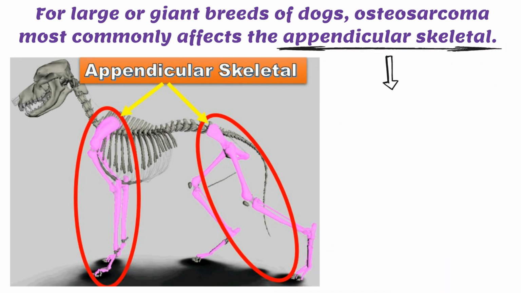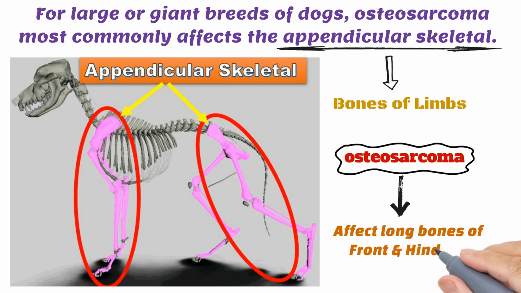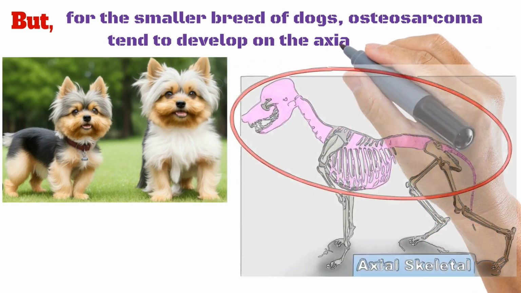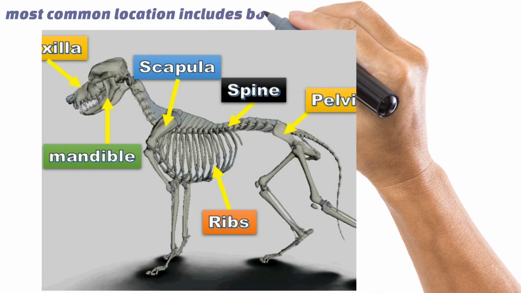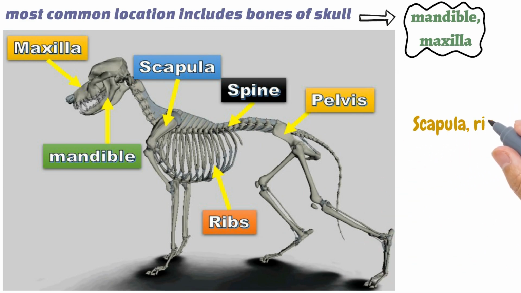Appendicular skeleton means bones of the limbs. So, osteosarcoma affects the long bones of the front and hind legs. But for smaller breeds of dogs, osteosarcoma tends to develop in the axial skeleton. In that, the most common locations are the bones of the skull, for example, mandible, maxilla, etc., and scapula, ribs, spine, pelvis, etc.